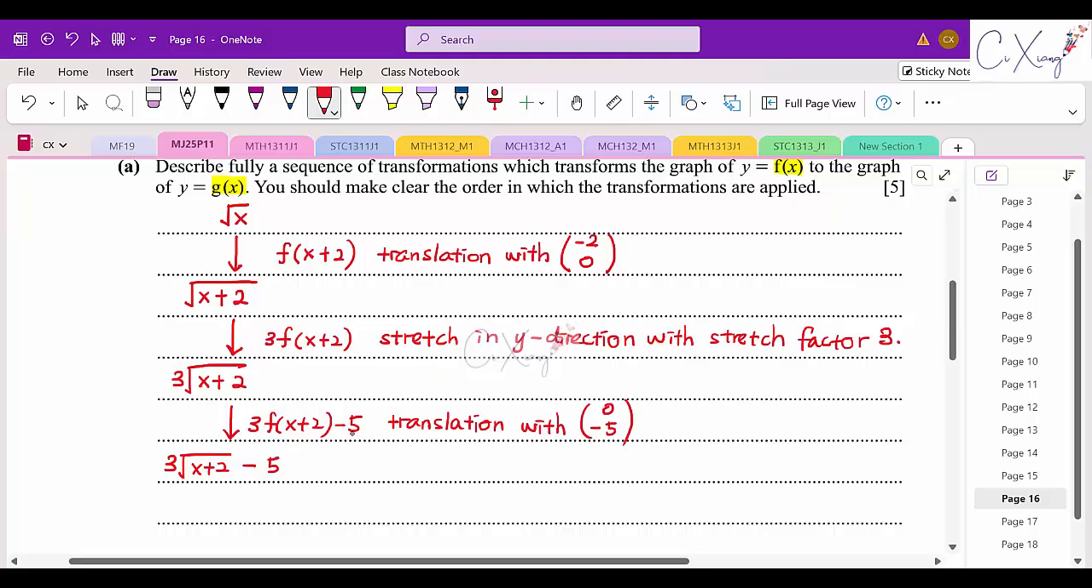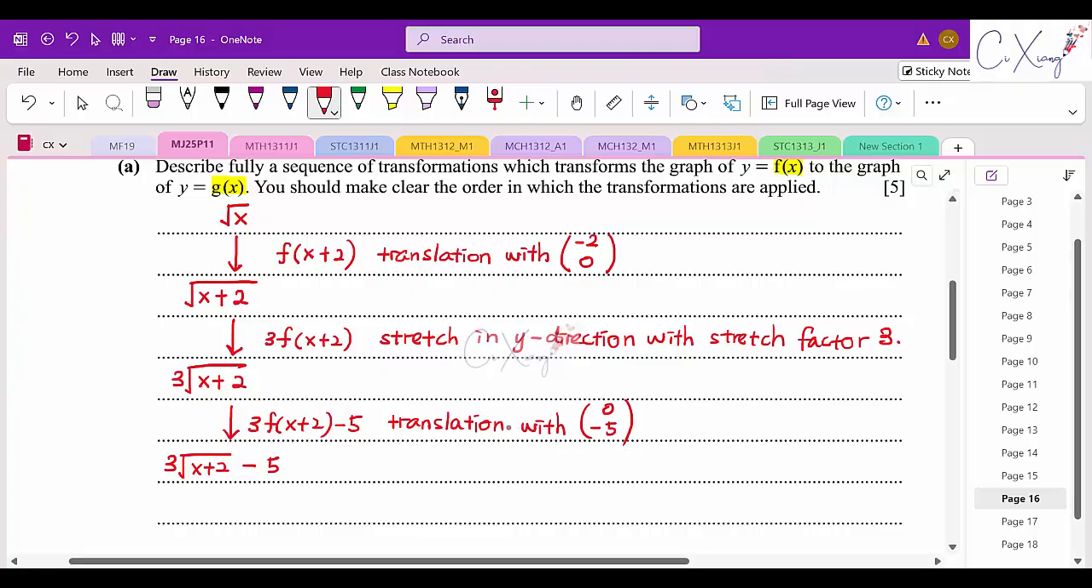If I show you the answer step by step like this, basically you can see that there are 3 transformations here. The first one is the translation. The second one is a stretch in the y direction. The third one is still a translation, but it is in the y direction.